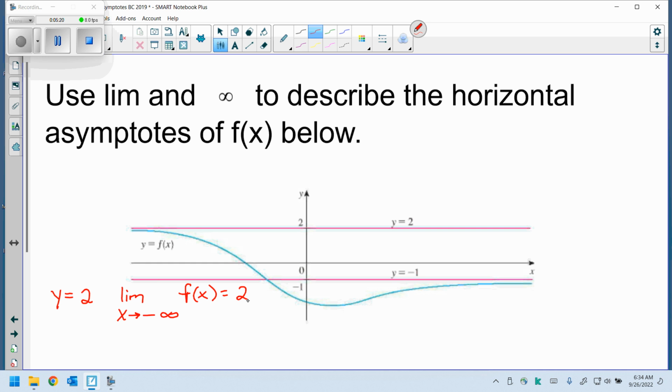And we'd probably also say a horizontal asymptote at y equals negative 1. And again, we have to use limit. In this case, x is approaching infinity, and that is equal to a y value of negative 1. So just to reiterate, using limits and using infinity, those are requirements of describing or defining or explaining why something is a horizontal asymptote.